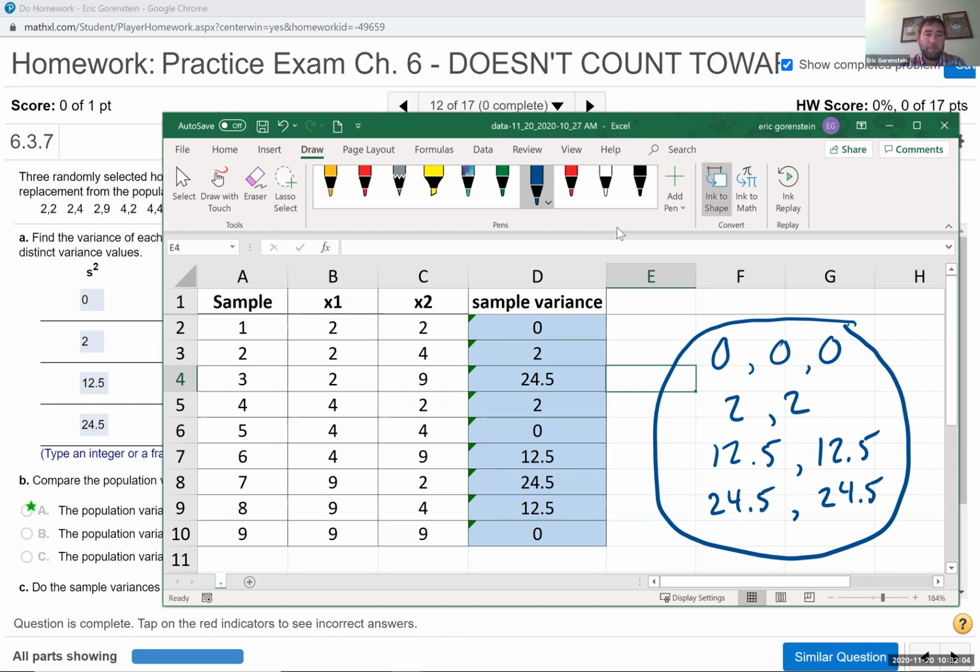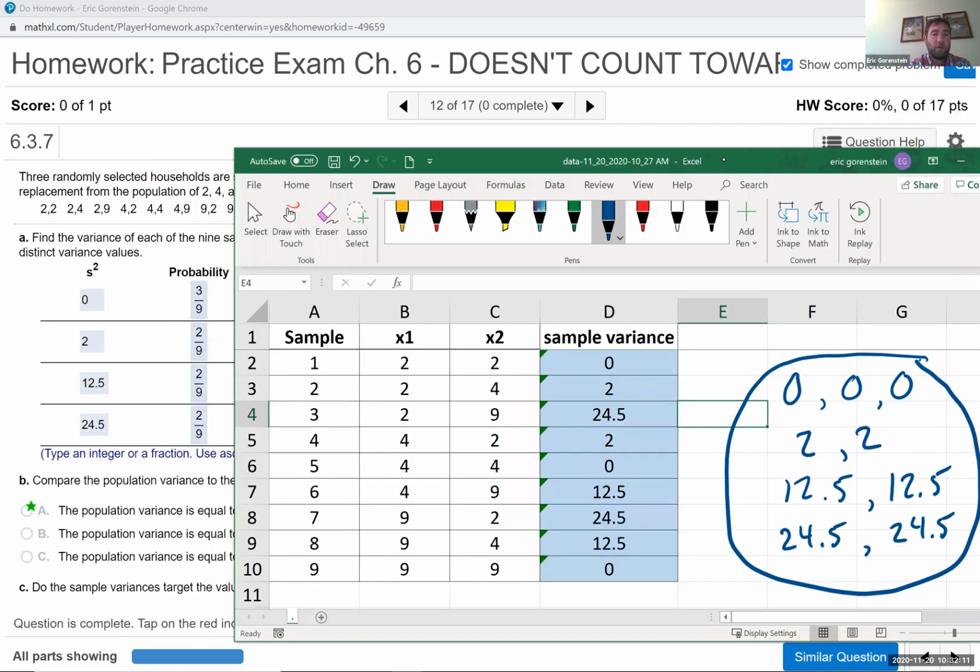So when we go back over here to the problem, the probability of a sample having a variance of 0 should be 3 out of 9, because out of the 9 samples, 3 of them have a variance of 0. Or if I said, what's the probability of picking the number 2? Well, there's 2 2s out of 9 samples, so the probability would be 2 over 9.